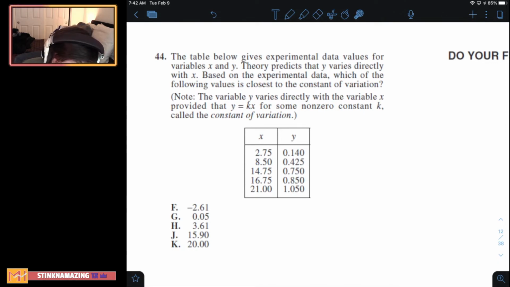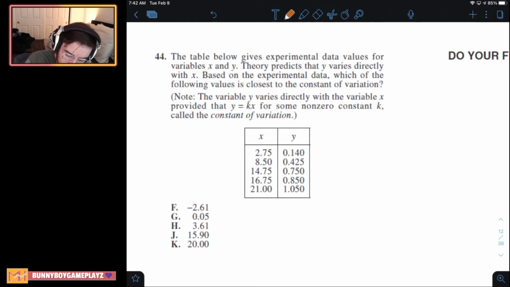The table below gives experimental data values for the variables x and y. Theory predicts that y varies directly with x. Based on the experimental data, which of the following values is closest to the constant of variation? Note, the variable y varies directly with x. So they're saying that there is some value that we can multiply x by to get y consistently over and over. There is some value. So with that being said, let's just plug it in.